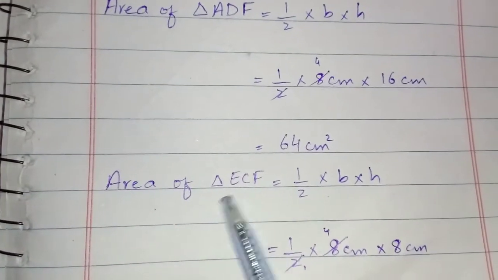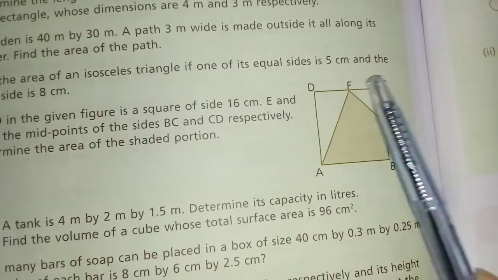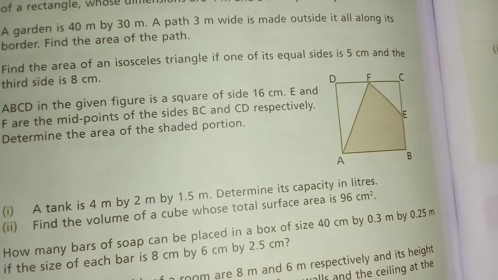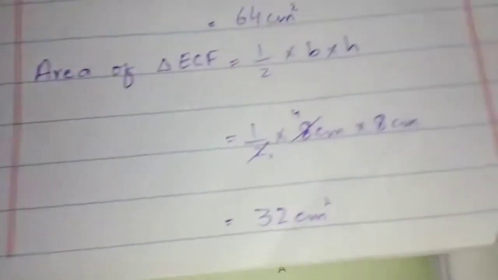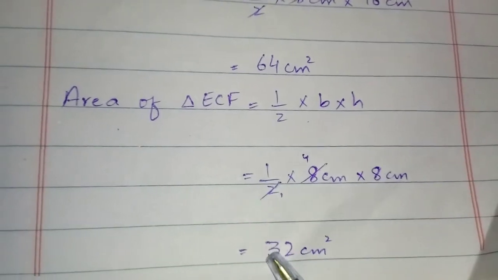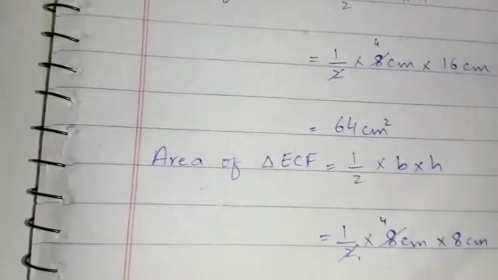Now we have to find the area of triangle ECF. Its base is 8 centimeter and its height is also 8 centimeter. So 1/2 multiplied by 8 multiplied by 8. So 2 1 is 2, 2 4 is 8. And after multiplication we get the answer 32 centimeter square is the area of triangle ECF.